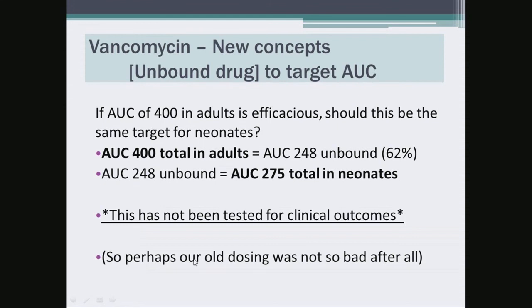But there was concern in the past that perhaps our older dosing of vancomycin was not high enough. When you use these newer concepts about AUC and unbound drugs, perhaps our old dosing was not so bad after all. And if you try and look at older studies and outcomes versus newer studies and outcomes, you really can't compare them. There aren't studies like that available. So this is a concept, but it's not been tested for clinical outcomes.